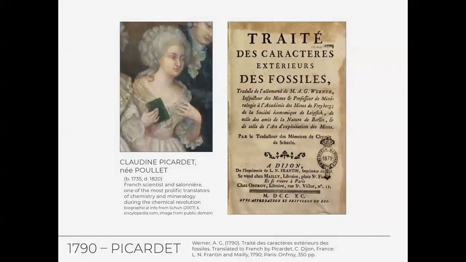Now, 16 years later, Claudine Picardy publishes the first French translation of Werner's work. Some will say that this is the first translation, but Shu lists an 1784 Hungarian translation as well. That would have been the first. We're going to talk about the second one instead because that's a woman in 1700s science, and that's exciting.